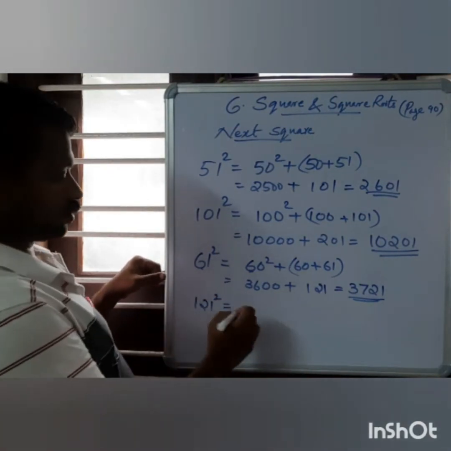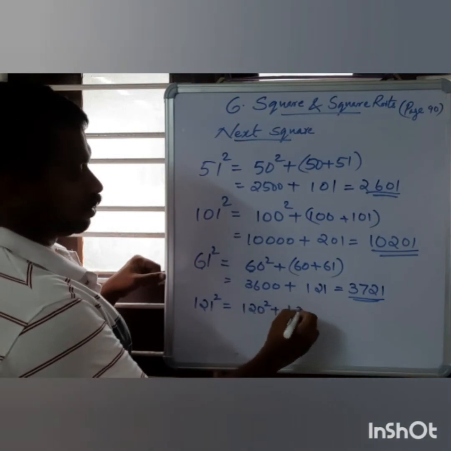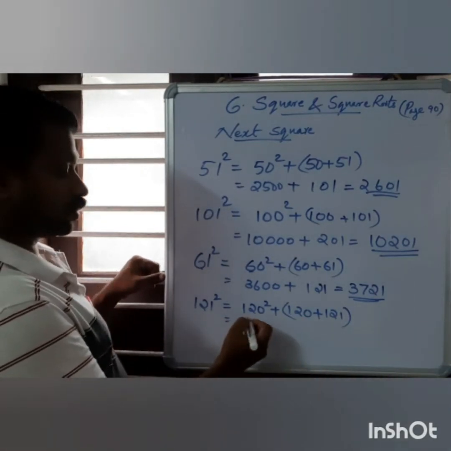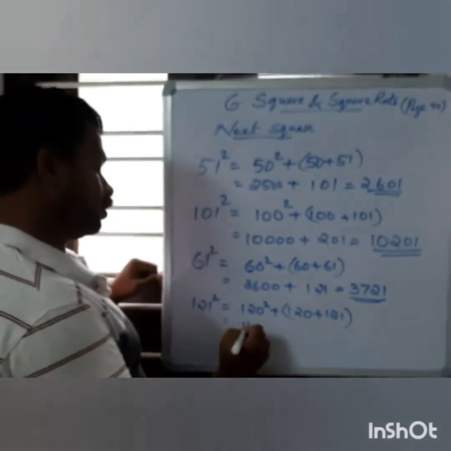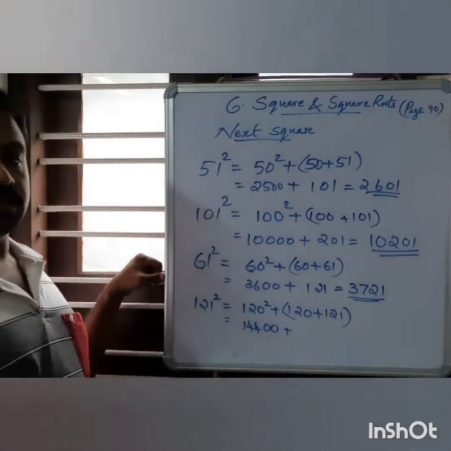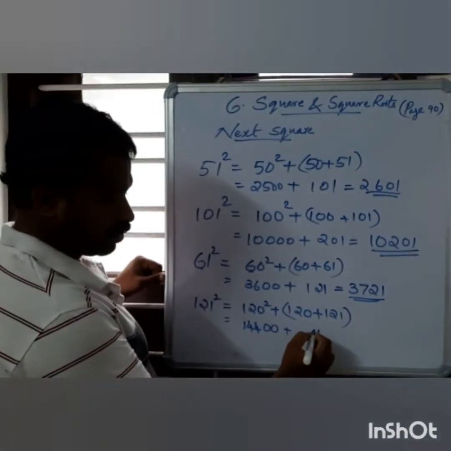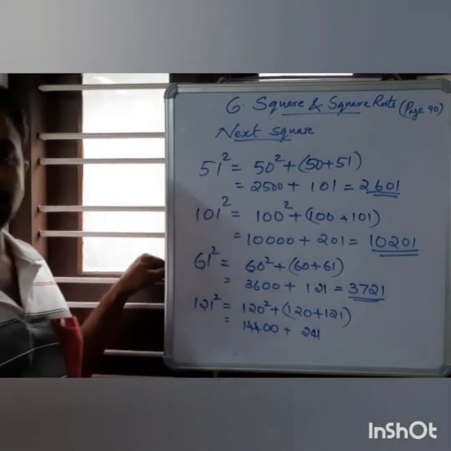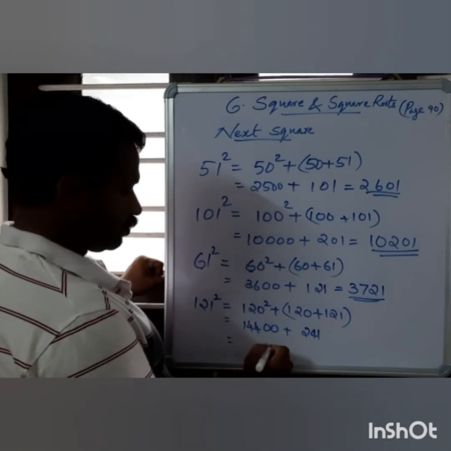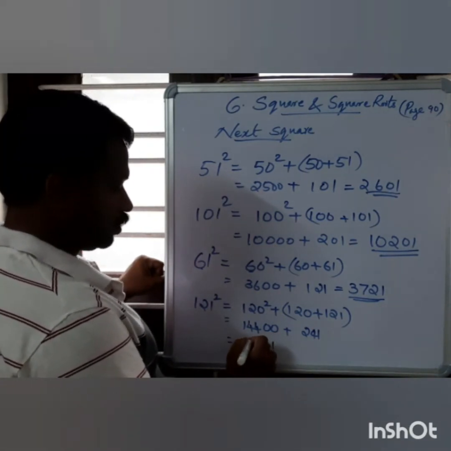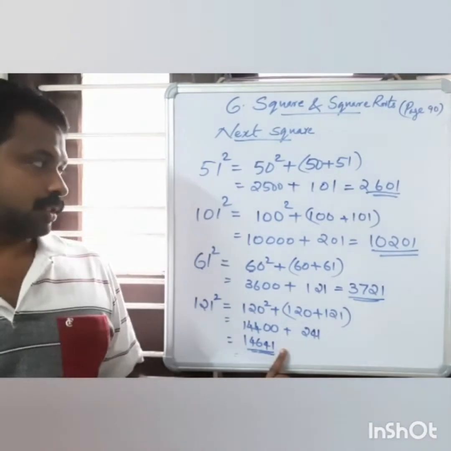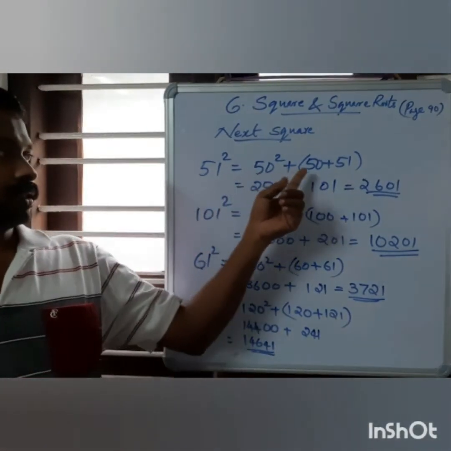Then find out the square of 121. How will you find out 121 square? It is 120 square plus 120 plus 121. So 12 square is how much? 144. Then 2 zeros should be added. So 120 plus 121 is 241. If we add it, 1 4 6 4 1, so 14,641 we should get. So 51 square is 50 square plus 50 plus 51.